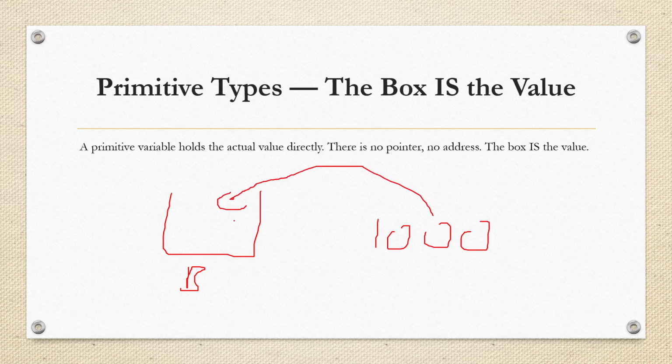Now, in this case, there's no indirection. That simply means no pointing anywhere else. So this balance directly points to 1,000. That's why we say balance has been assigned 1,000. So it holds nothing else other than that particular 1,000.